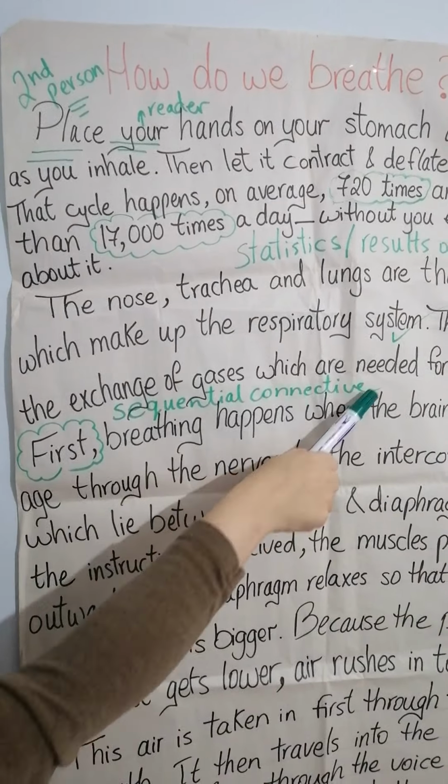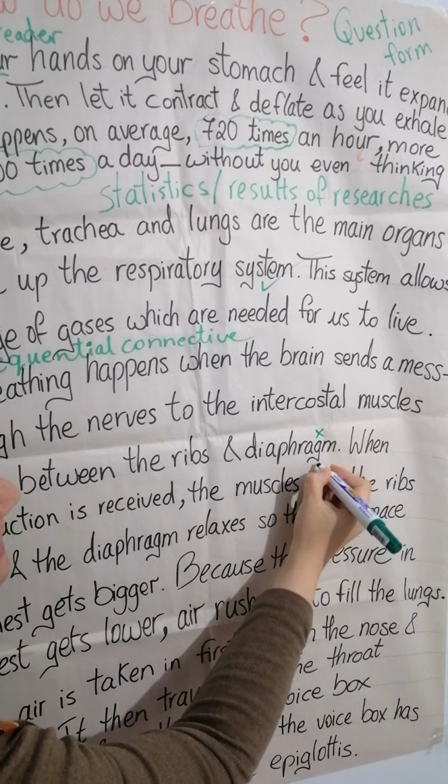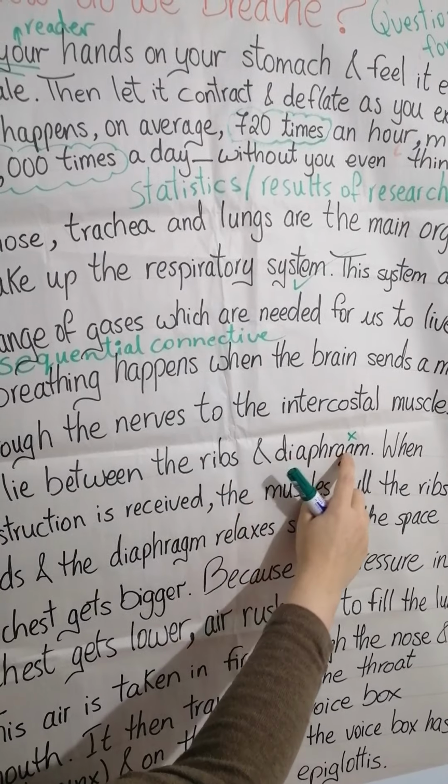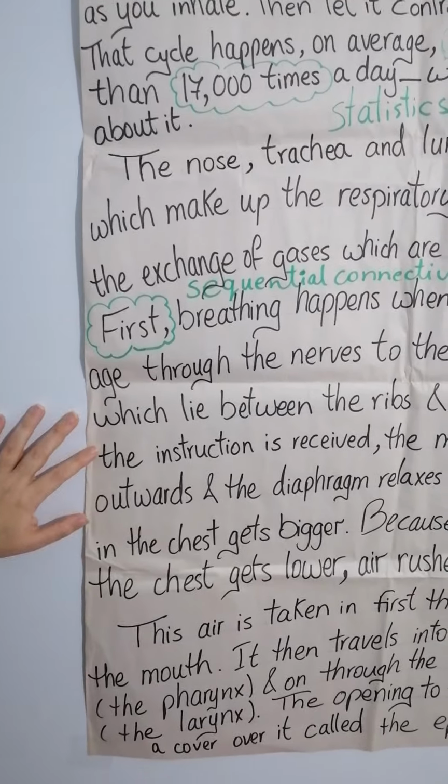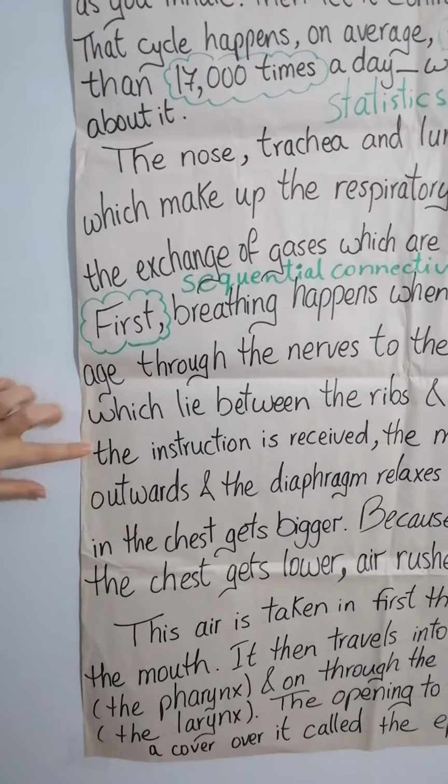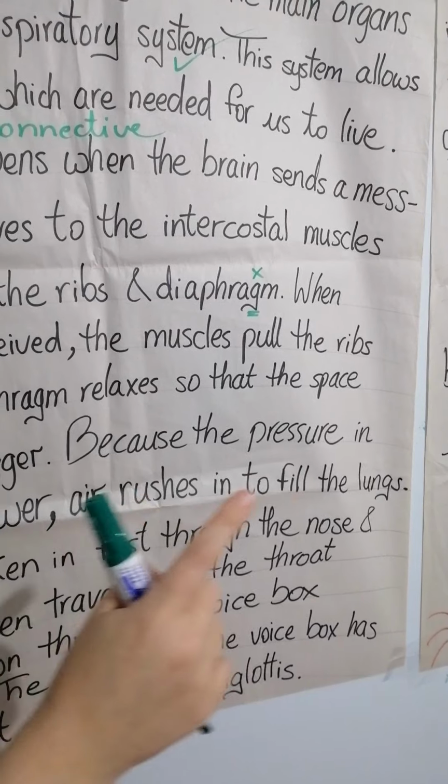So first, breathing happens when the brain sends a message through the nerves to the intercostal muscles which lie between the ribs and diaphragm. And for the word diaphragm, the G is silent, we don't pronounce it. Diaphragm. When the instruction is received, the muscles pull the ribs outwards and the diaphragm relaxes so that the space in the chest gets bigger. Because the pressure in the chest gets lower, air rushes in to fill the lungs.